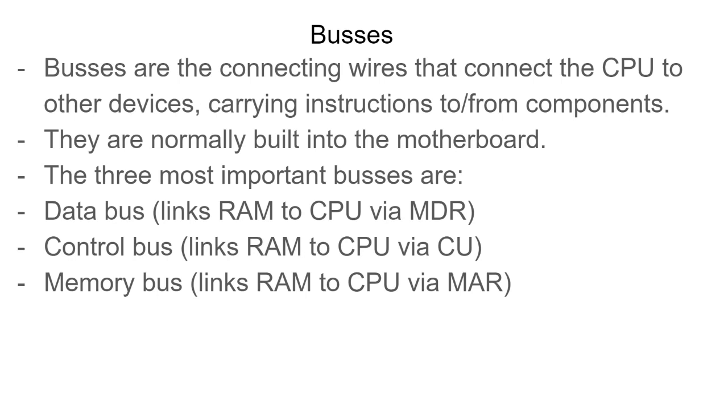Three most important buses are data bus, control bus, and memory bus. Data bus links RAM to the CPU via the memory MDR. Control bus links RAM to the CPU via the CU, and memory bus links RAM to CPU via MAR. MAR is memory address register, MDR is memory data register. That's why data register, data bus, address register, memory bus.